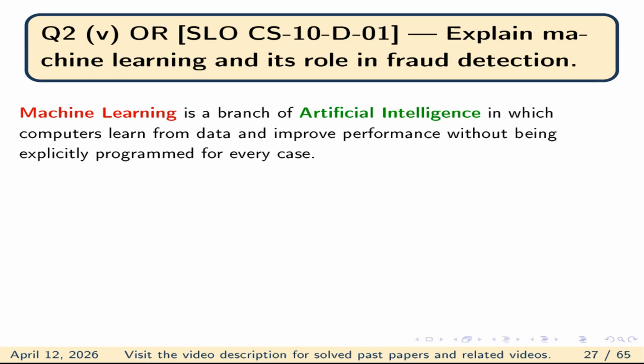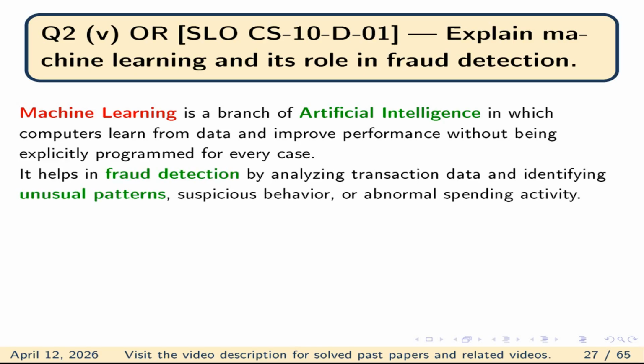Alternate question is explain machine learning and its role in fraud detection. Machine learning is a branch of artificial intelligence in which computers learn from data and improve performance without being explicitly programmed for every case. It helps in fraud detection by analyzing transaction data and identifying unusual patterns, suspicious behaviors, or abnormal spending activities.